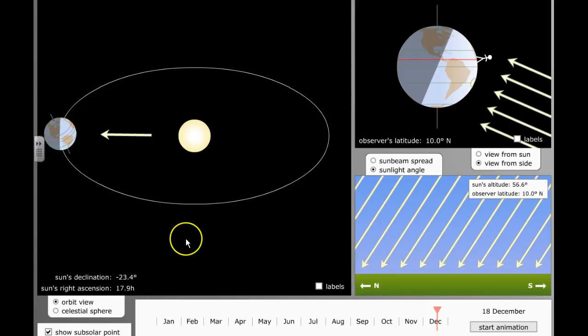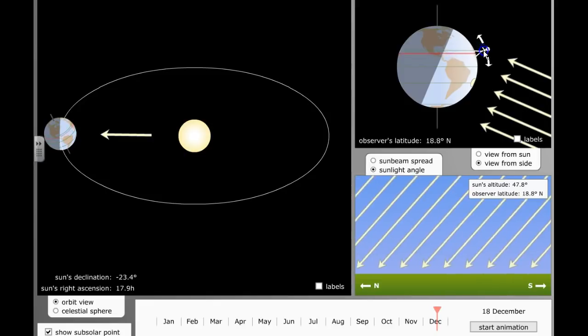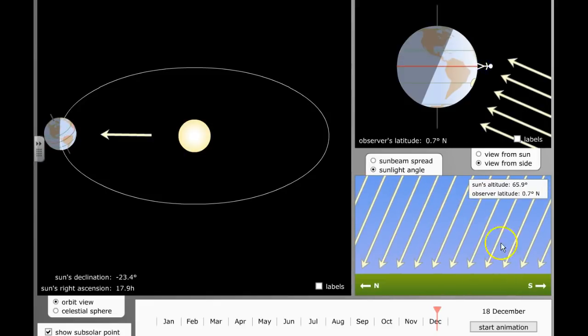In this screencast we're going to use this animation. Over here you'll see Earth in its orbit around the Sun and the tilt of the axes. Over here in the upper right-hand corner you're going to see an observer, and we can move him around like this. And down here in this box you'll see the angle of insolation, or the angle of the sun's rays that the observer is looking at.